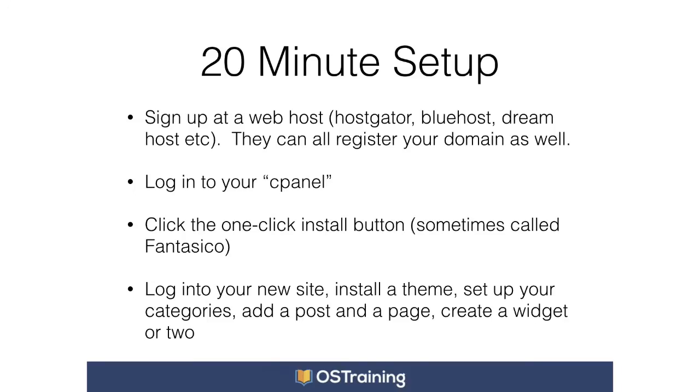Setting up a WordPress site is actually really simple. Go to a web host, HostGator, Bluehost, DreamHost, etc. Register your domain. Once your registration is all set up, log into your control panel. Click the one-click install button. Sometimes it's called Fantastico. About 5 minutes later, you've got a new site. Log in, install a theme, set up your categories, add a post and a page, create a widget, and really that's all there is to getting your WordPress site up and running. Now, of course, there's a lot more to it than that. But in about 20 minutes, you can have a WordPress site.